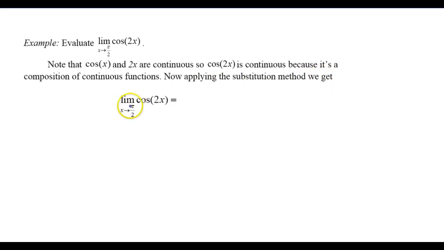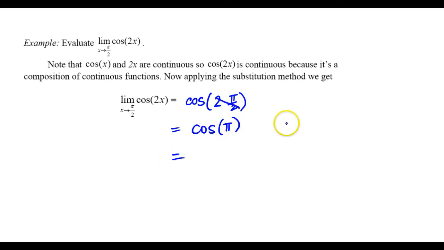So now we can apply the substitution method. We're going to take pi over 2 and substitute it into x. So this is cosine of 2 times pi over 2, which is the same as cosine of pi. So the 2's are going to cancel. So cosine pi, let's draw ourselves a little unit circle. Pi is over here at this coordinate point, negative 1, 0. Cosine is the x value. So cosine of pi is negative 1.